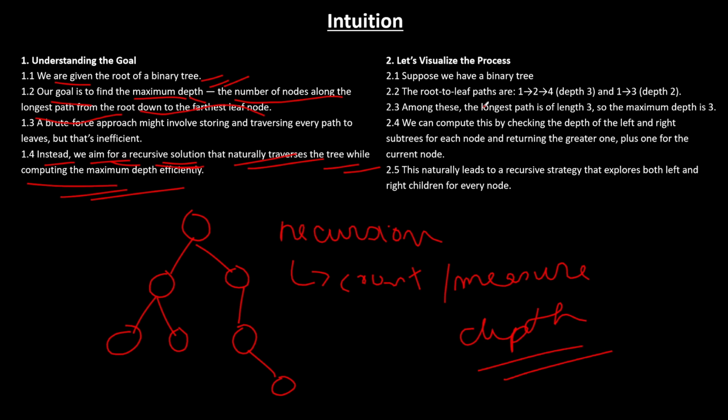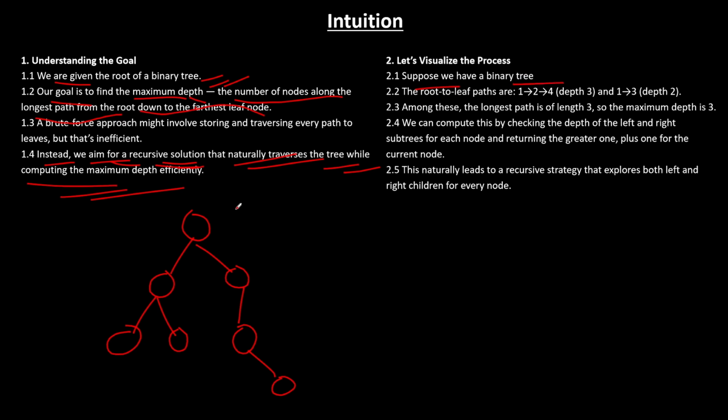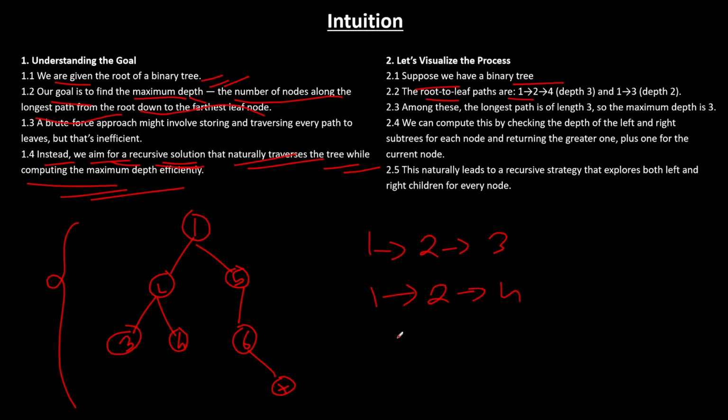Fine. So now let's try to visualize this process. Suppose we have a binary tree given. So let's just draw the tree, right? And the root to leaf paths are, let me write it down: 1, 2, 3, 4, 5, 6, with 7. The root to leaf paths are here 1, 2, 3, then 1, 2, 4, 1, 5, 6, then 7. Among these, the longest path is this one, right?